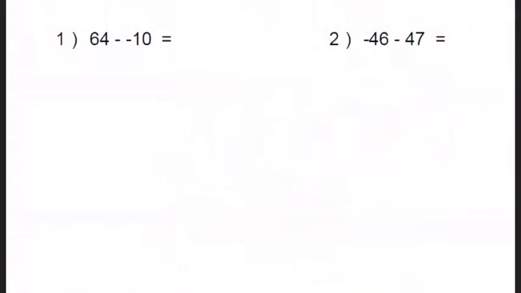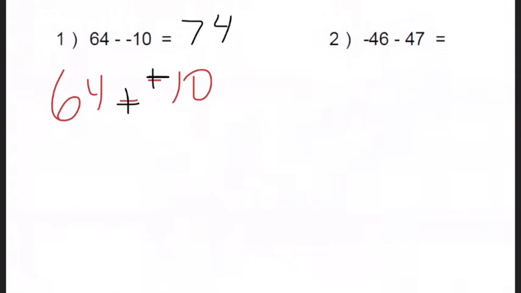All right, so I'm going to do a couple with you, then you're going to do a couple on your own. The first one I have is 64, I'm going to write a little bit bigger, minus a negative 10. So what I do is change the sign. I'm going to change it to plus. And now I need to change the sign of the negative 10, so I'm going to change it to a positive 10. So 64 plus 10 is 74, my answer.